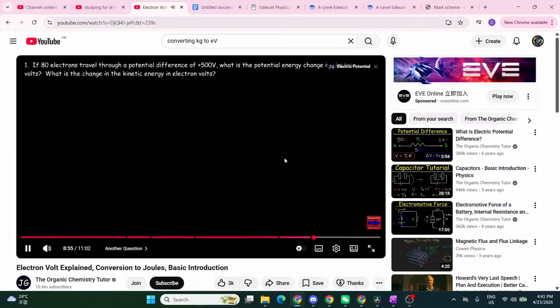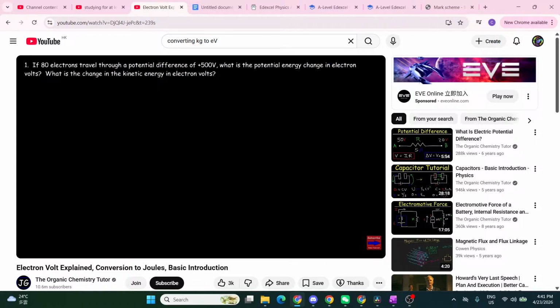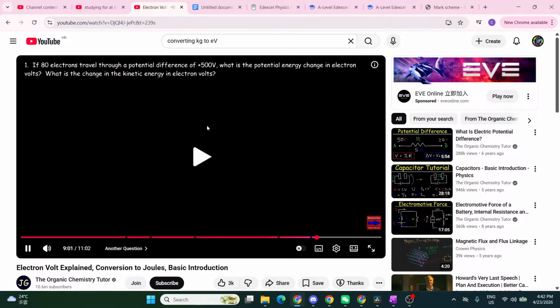Here's another question for you. If 80 electrons travel through a potential difference of 500 volts, what is the potential energy change in electron volts? And what is the change in the kinetic energy in electron volts?